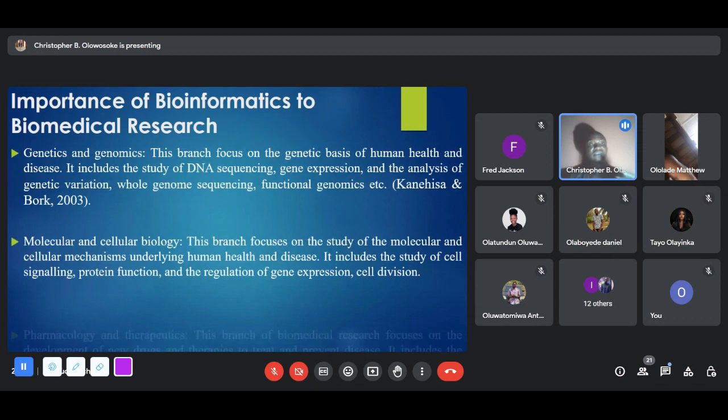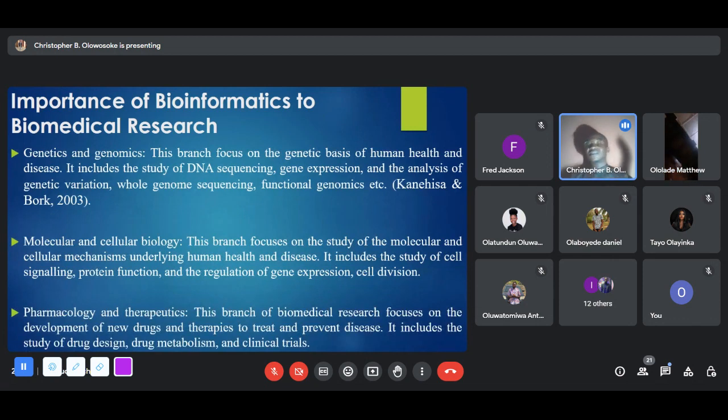So now, the importance of bioinformatics to biomedical research. We have several, and one of the importances of bioinformatics is in genetics and genomics. While we all know that genetics just focuses on exploring a single gene, genomics focuses on the entire data set of genes in an organism. So with genetics and genomics, if you are applying bioinformatics, you are going to be able to know the genetic basis of human disease and human health. In this field, we are going to be able to use bioinformatics to carry out sequencing, gene expression analysis, genetic variation analysis, whole genome sequencing and functional genomics.